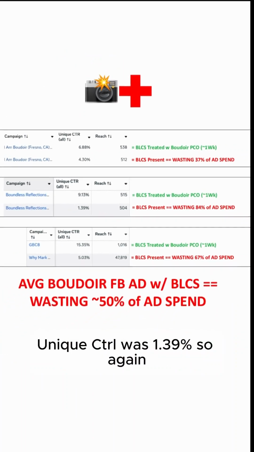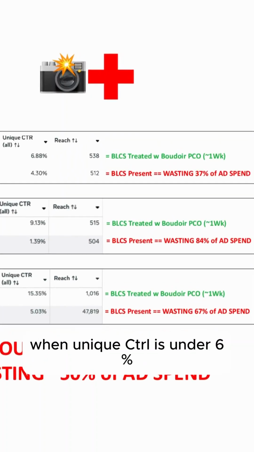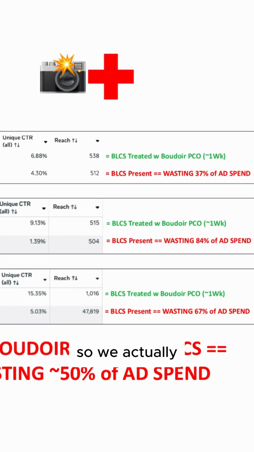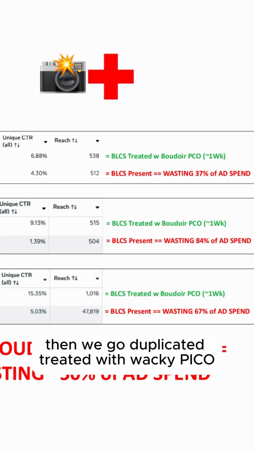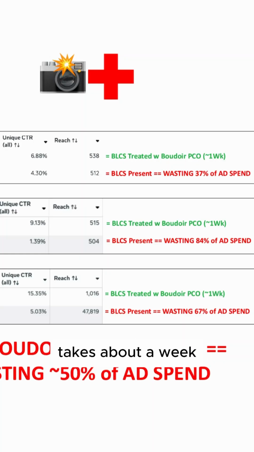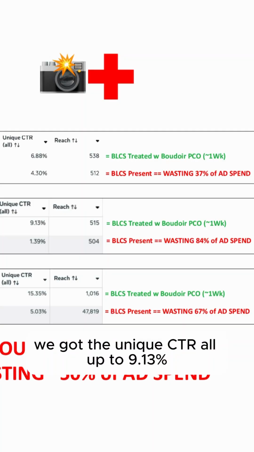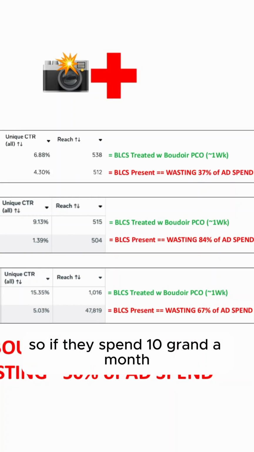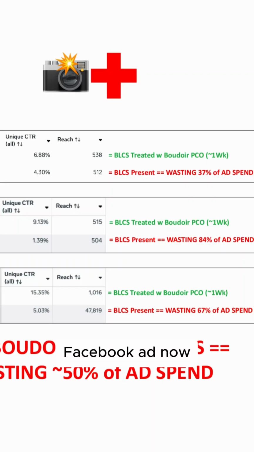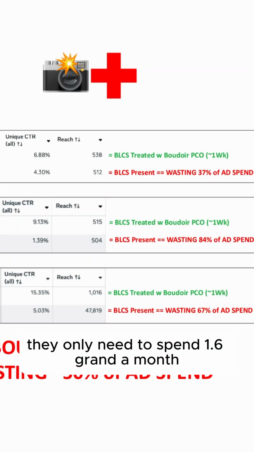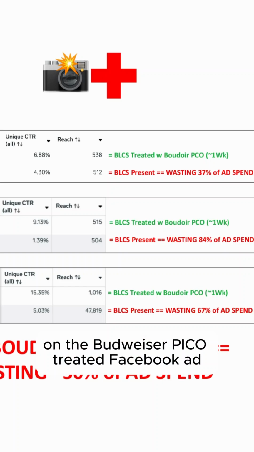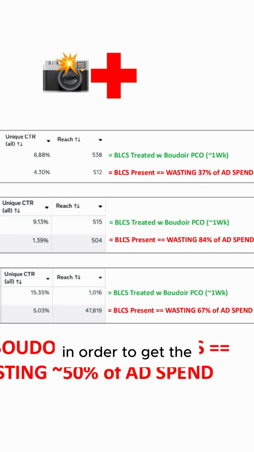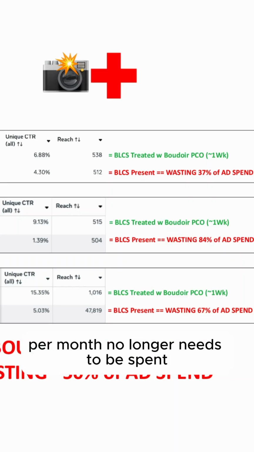Unique CTR was 1.39%. So again, when unique CTR is under 6%, we know that BLCS is present. So we duplicate it and treat it with Boudoir Pico, which takes about a week. We got the unique CTR up to 9.13%. So we found out the original Boudoir Facebook ad was wasting 84% of its ad spend. If they're spending 10 grand a month on the original Boudoir Facebook ad, now they only need to spend 1.6 grand a month on the Boudoir Pico treated Facebook ad in order to get their ad into the same number of women's brains in both scenarios. So 8,400 bucks per month no longer needs to be spent.